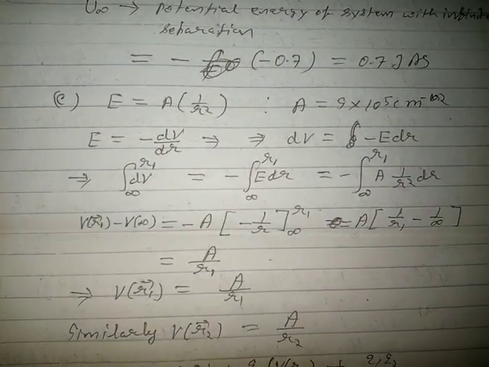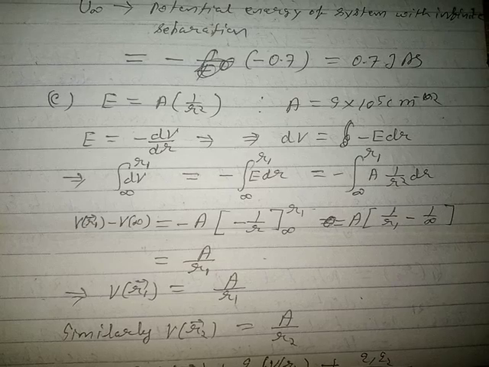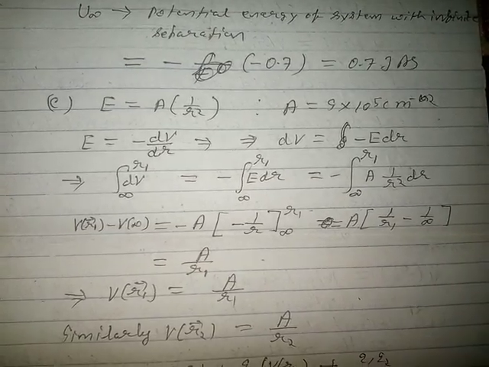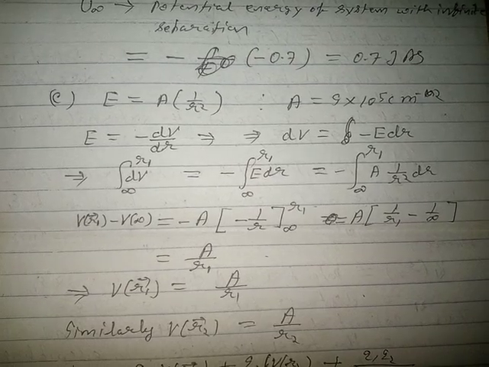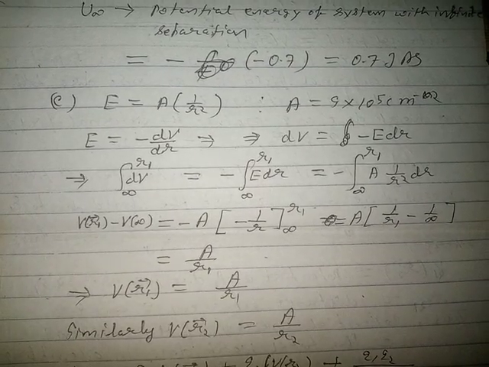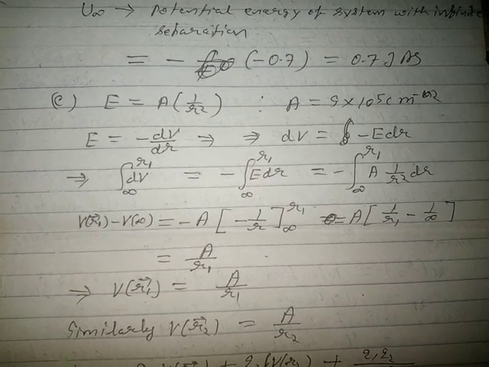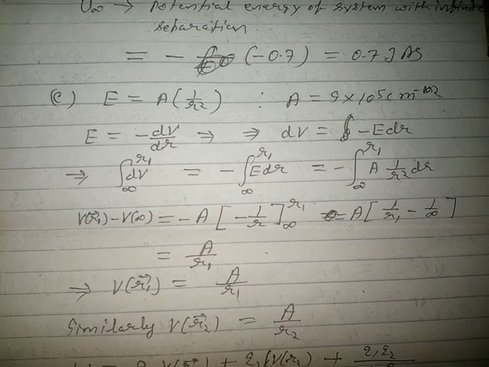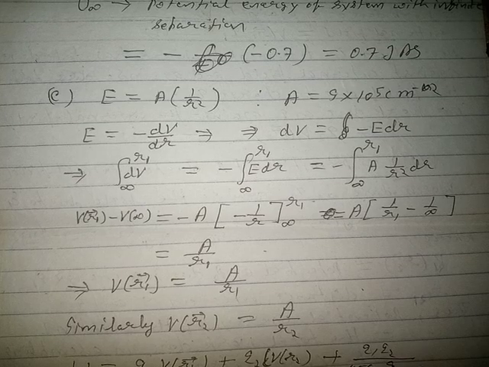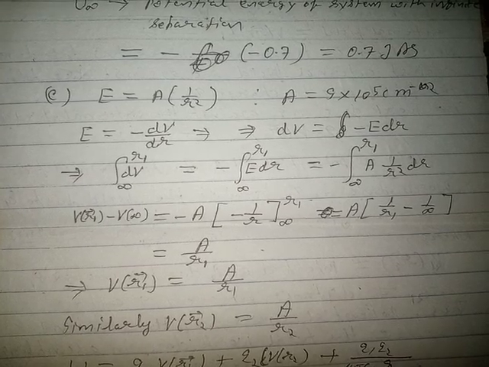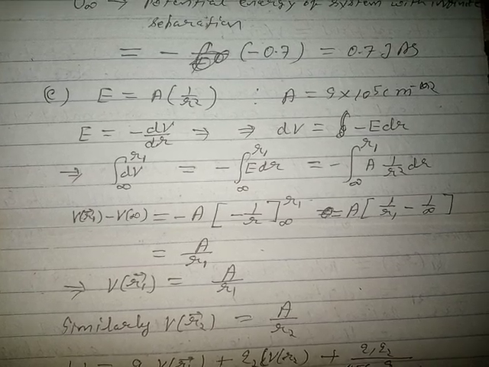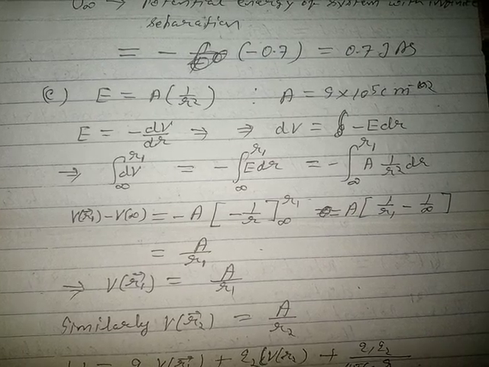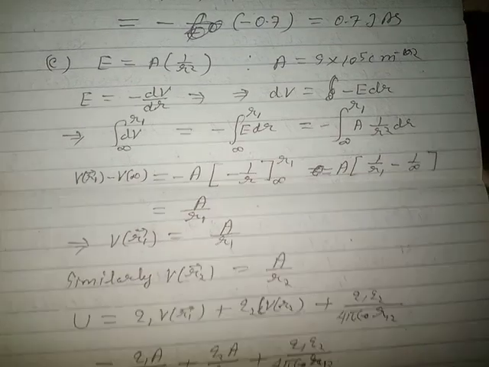We have E equals A into 1 by R square, where A is given as 9 into 10 to the power of 5 coulomb per meter square. This implies E equals minus dV by dr. This implies dV equals minus E dr. This implies the integration from infinity to R1 of dV equals minus the integration from infinity to R1 of E dr, which equals minus the integral from infinity to R1 of A into 1 by R square dr.